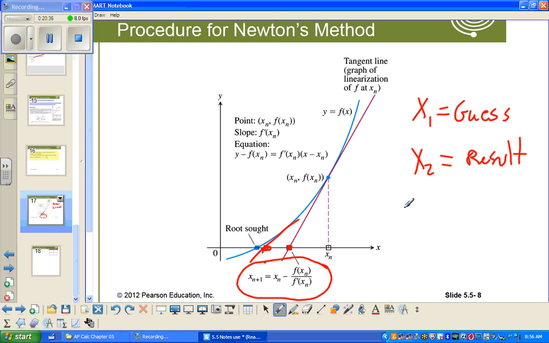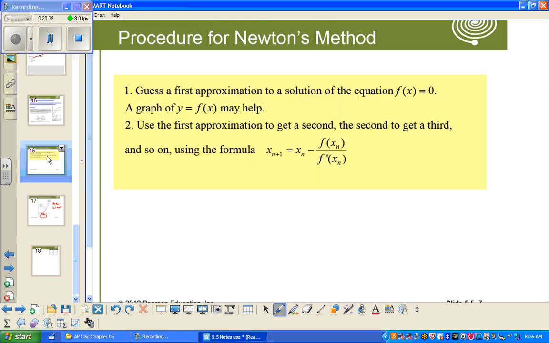So this process that I just described is Newton's method. You first guess the first approximation to a solution of the equation, and then you graph y equals f of x. Or you can graph y equals f of x to help you find that guess, or maybe you just have a good guess. And then you use the first approximation to get the second, to get the third, and use this formula to do that.